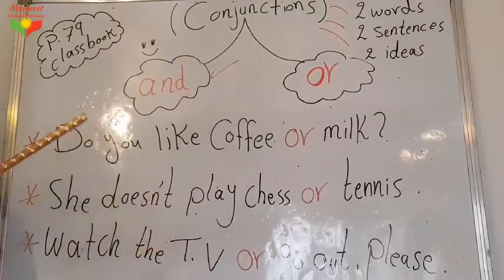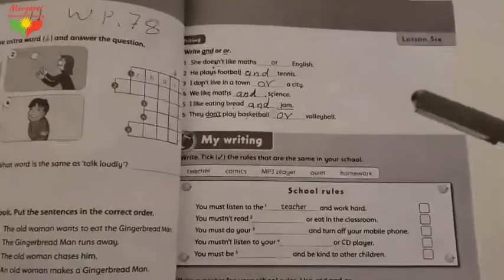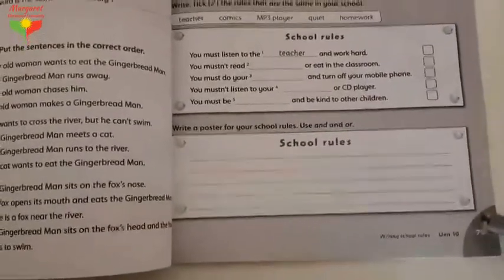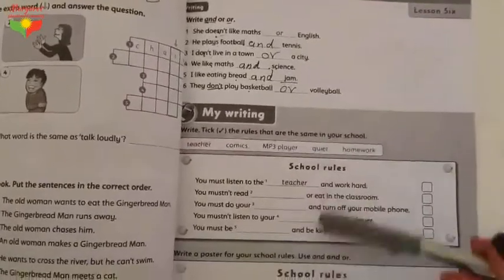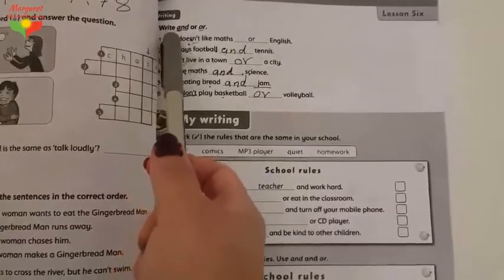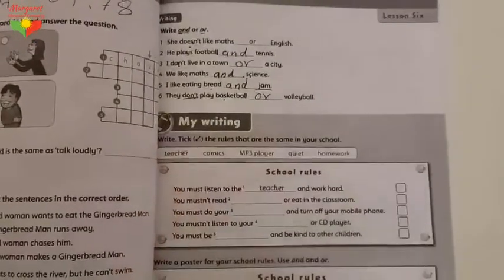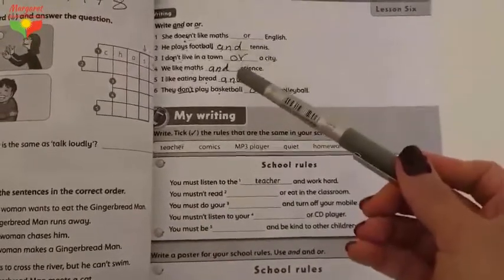So now let's practice on the workbook together. Now, dear students, let's practice on the workbook, which is page 79. We have 3 exercises, but I did this one for you. You have to do the words by yourself. So on this exercise, it's asked write and or. It means you have to fill these spaces by using and or.